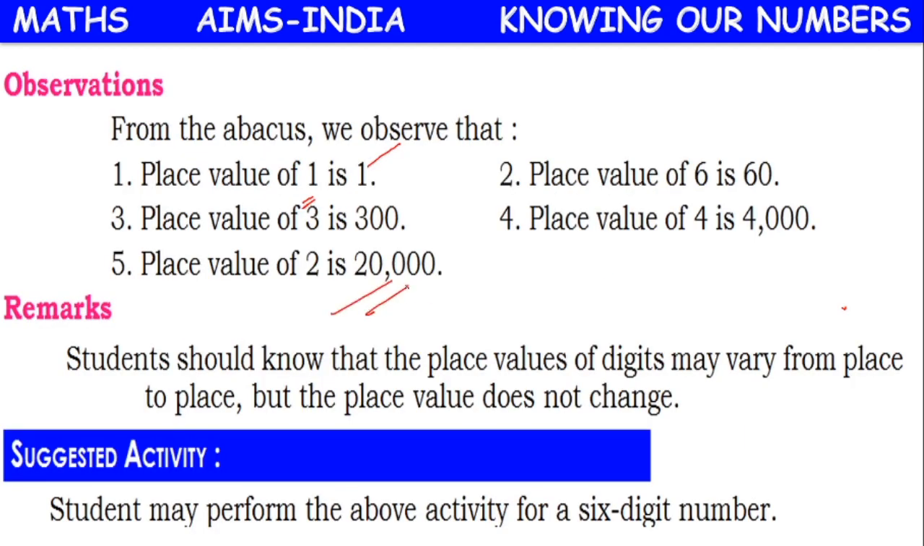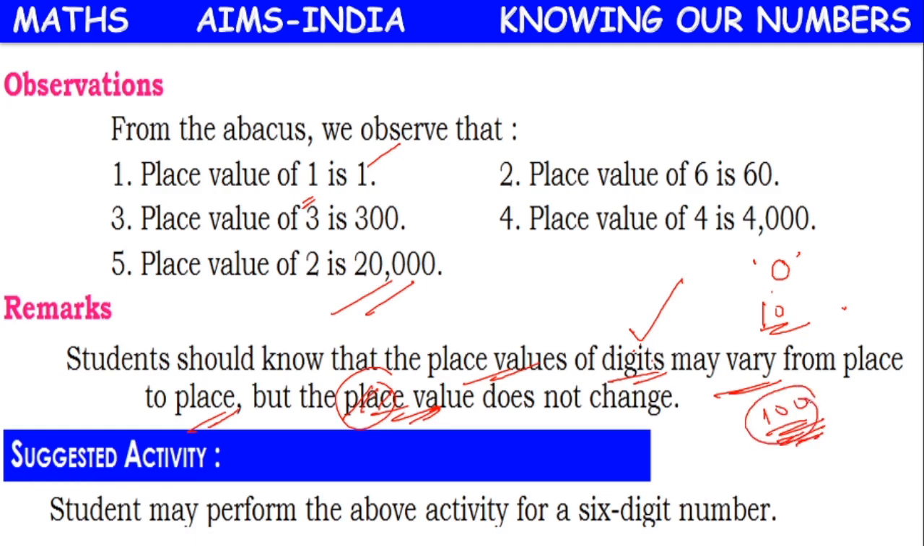So like that we can find the place values. So by this we can know that place values of digits may vary from place to place. But place value does not change. Ones place always it will be 1 only. Tens place always 10 only. Hundreds place always its value 100 only. This place value does not change.